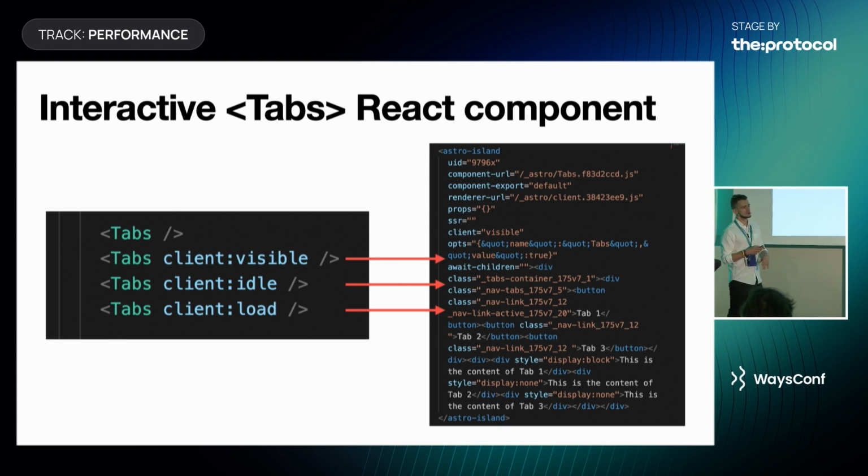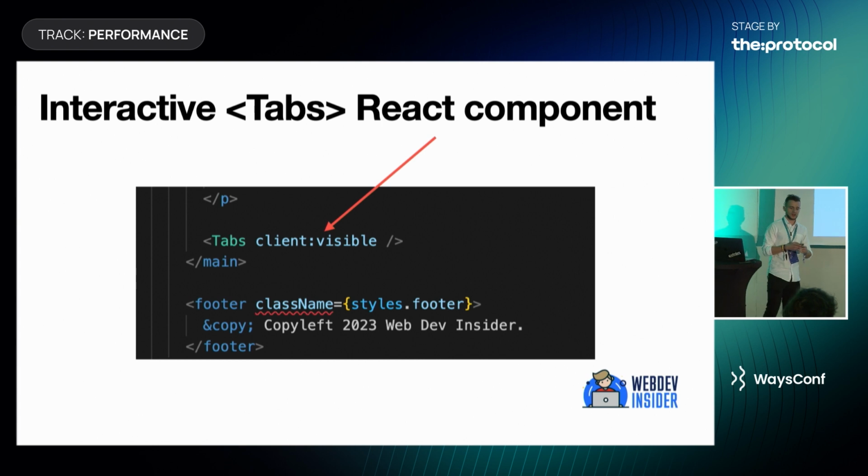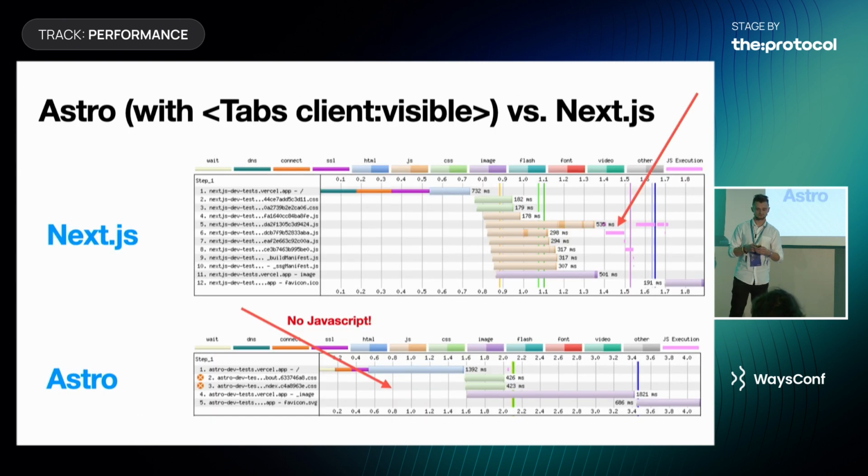I think those three values, visible, idle, and load, are self-explanatory. And in that particular demo, I decided to use client visible. So basically, that component will be interactive only when it starts being visible to the user. And if we compare the waterfalls between those two pages, we can see that in Next.js, we always load a lot of JavaScript, the boilerplate JavaScript code, as I said. But in Astro, we do not load any JavaScript because we can't see that component yet.